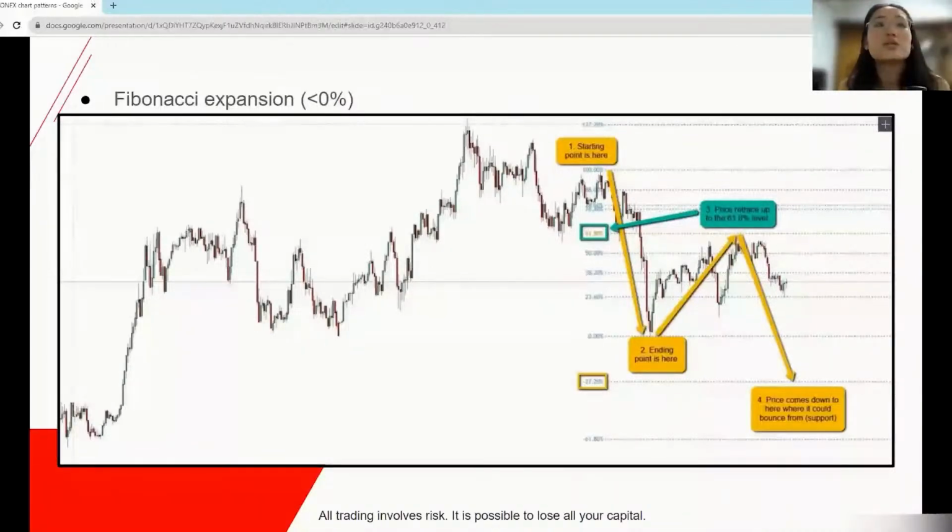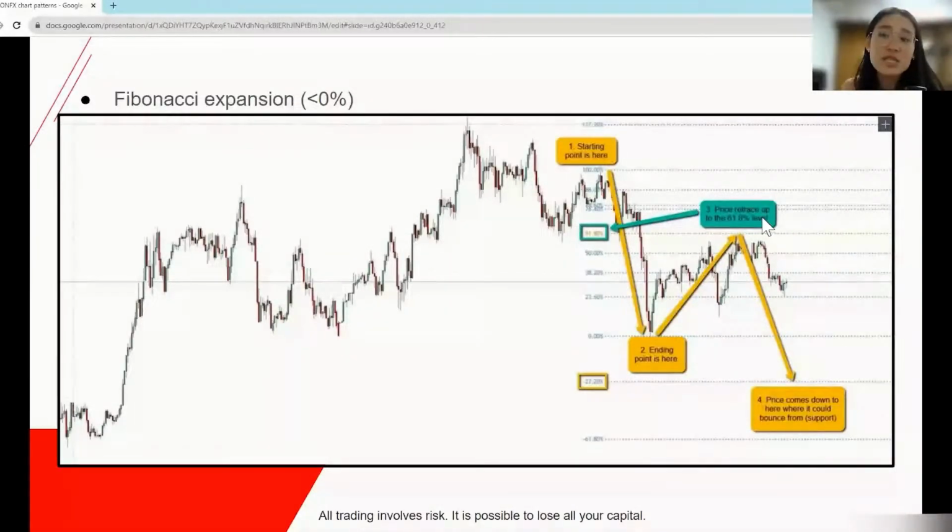Okay, next we're going to get into Fibonacci expansions. So an example of expansion and how it plays out: as I mentioned earlier, for expansions we are looking for a flash shape. This flash symbol is also applicable for Fibonacci projections. So our starting point is here, ending point here for expansions, and we're taking note of the negatives over here. So firstly, my first point, starting point there, ending point there.